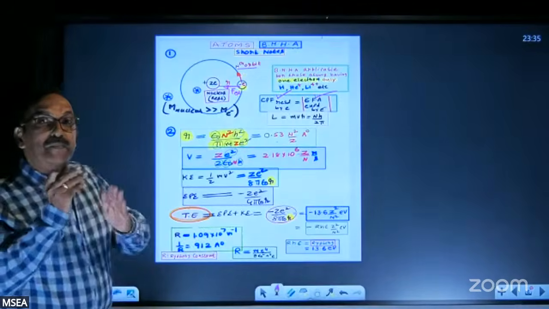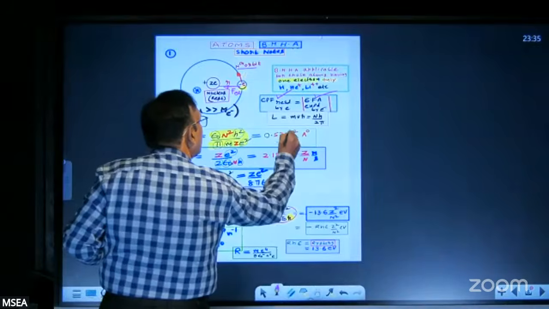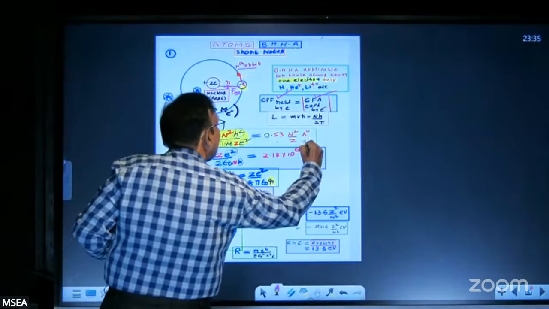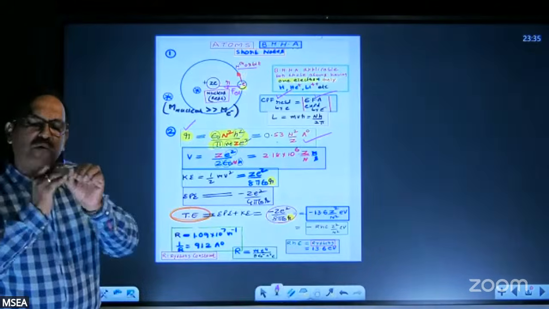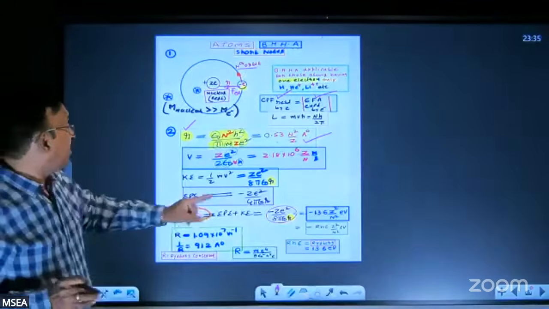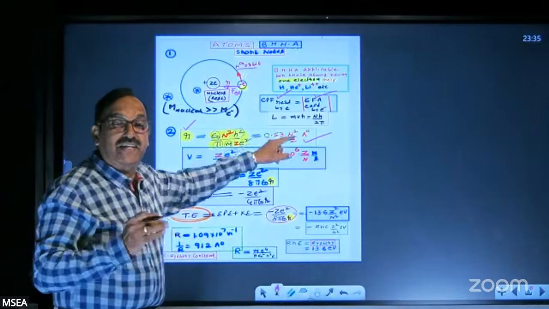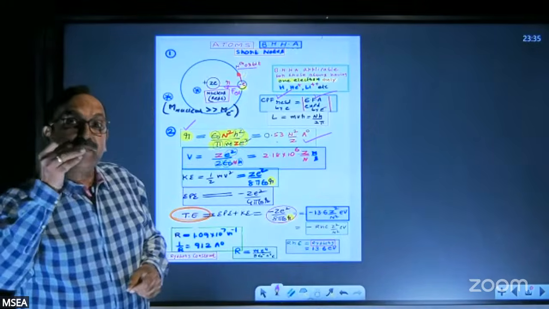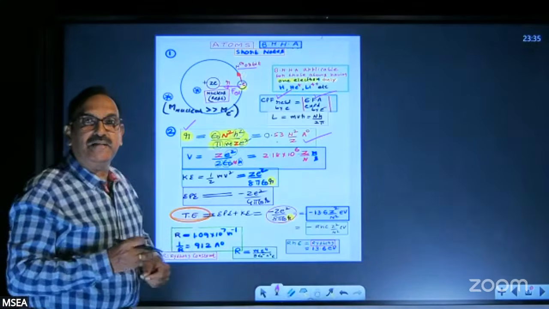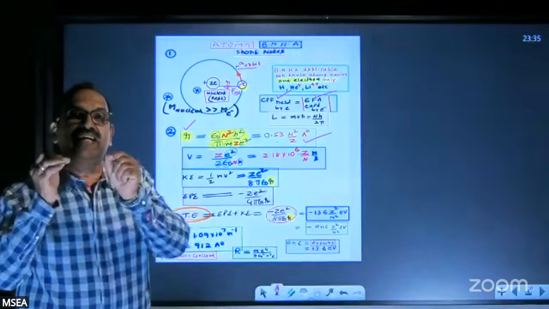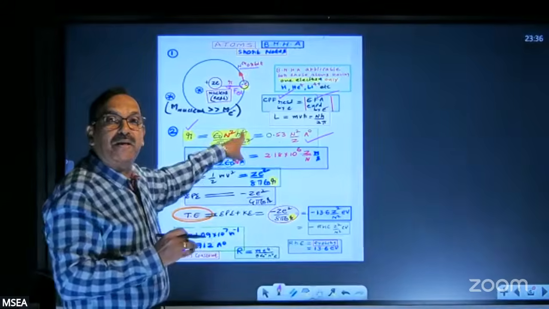Many of the students remember that the radius of the electron orbiting in the nth orbit is given by 0.53 n squared by z angstroms. Almost all the students are thorough with this formula. Not only do you have to remember the formula in terms of 0.53 into n squared by z, you have to remember the formula in letter notation. Radius of the electron in the nth orbit is nothing but epsilon naught n square h square by pi m z e square.